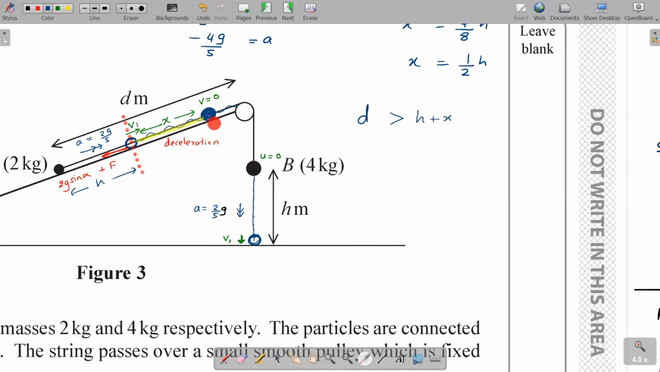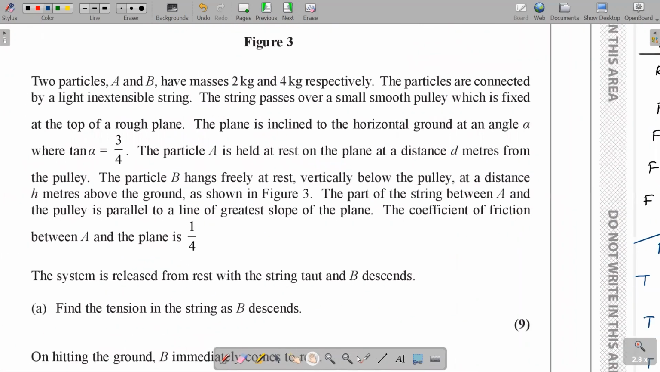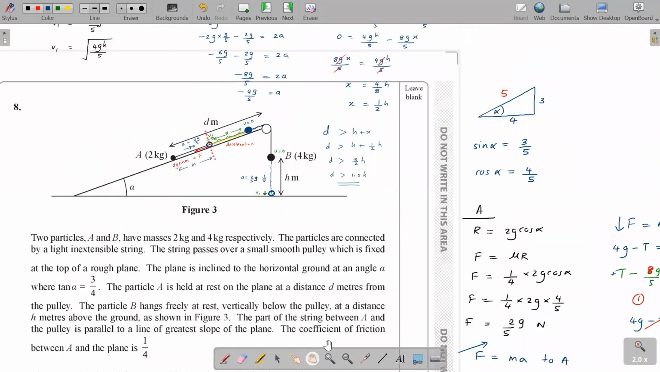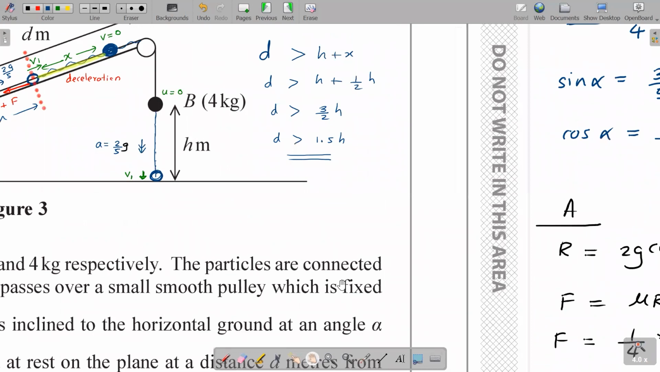So h plus x should be less than the d value. Then the particle will not hit the pulley. If it is more, it will hit the pulley, and it's not supposed to hit the pulley. So d should be greater than h plus x, where x is half h. How much is h plus half h? 1h plus half h is 3 over 2 h. So d is greater than 3 over 2 h, or d greater than 1.5h. So this is the answer for part B. They asked you to find, in terms of h, the range of possible values of d. So your d values should be greater than 1.5h.